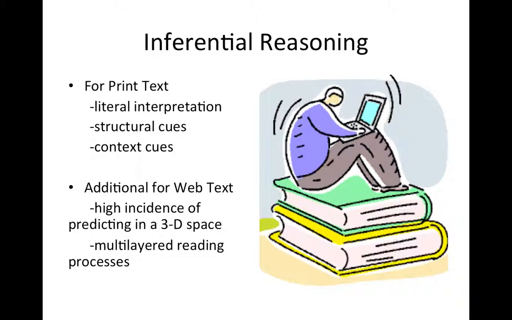So I use this term 3D space when you're reading in a website, because a link might take you down farther on the page. A link might take you to another page within a website, or a link might take you clear to another website. And so that you don't get lost or spend way too much time looking for things, you have to make pretty good predictions of where a link is going to take you if you're going to be an effective reader on a web page. So that adds a layer of complexity.